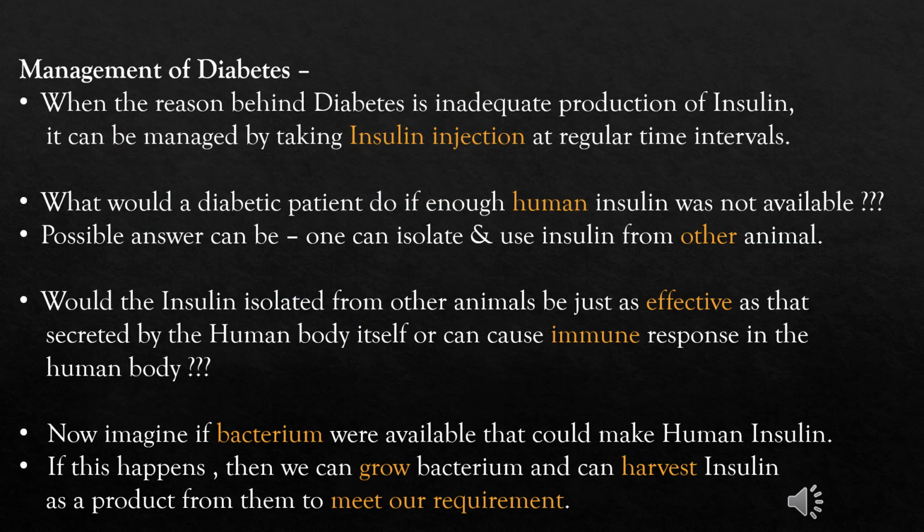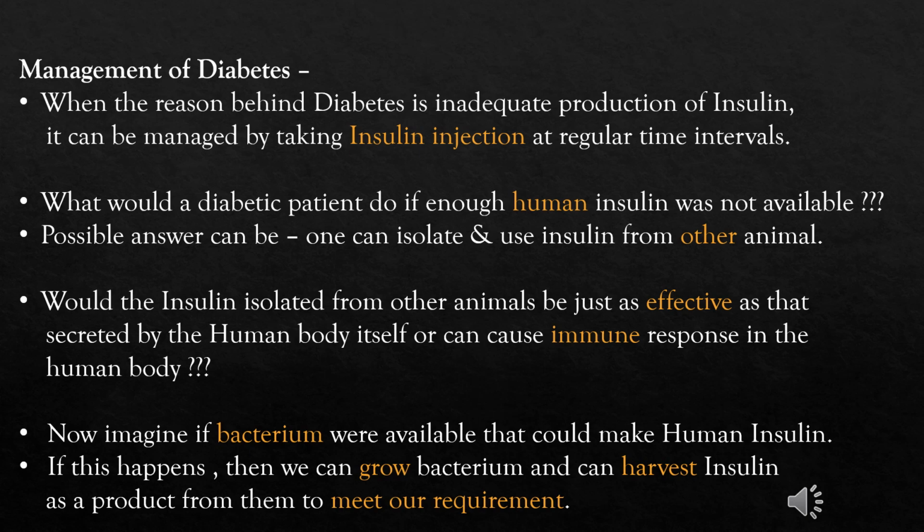Then the question arises how to manage diabetes or how to control the blood sugar level. As we saw earlier, one reason for diabetes is inadequate insulin production. So to fulfill the body's requirement for insulin, we can take insulin injections externally. At this point, the next question arises: what would a diabetic patient do if enough human insulin was not available? Because the number of patients is increasing day by day due to unhealthy lifestyle. So one solution can be to use insulin isolated from other animals, as animals also produce insulin for glucose metabolism.